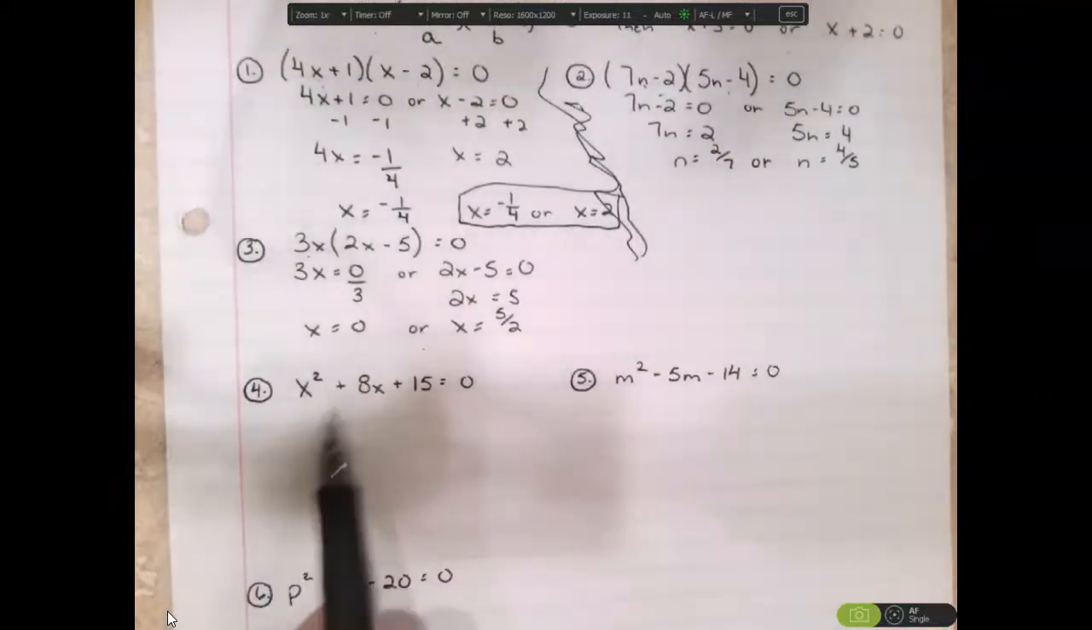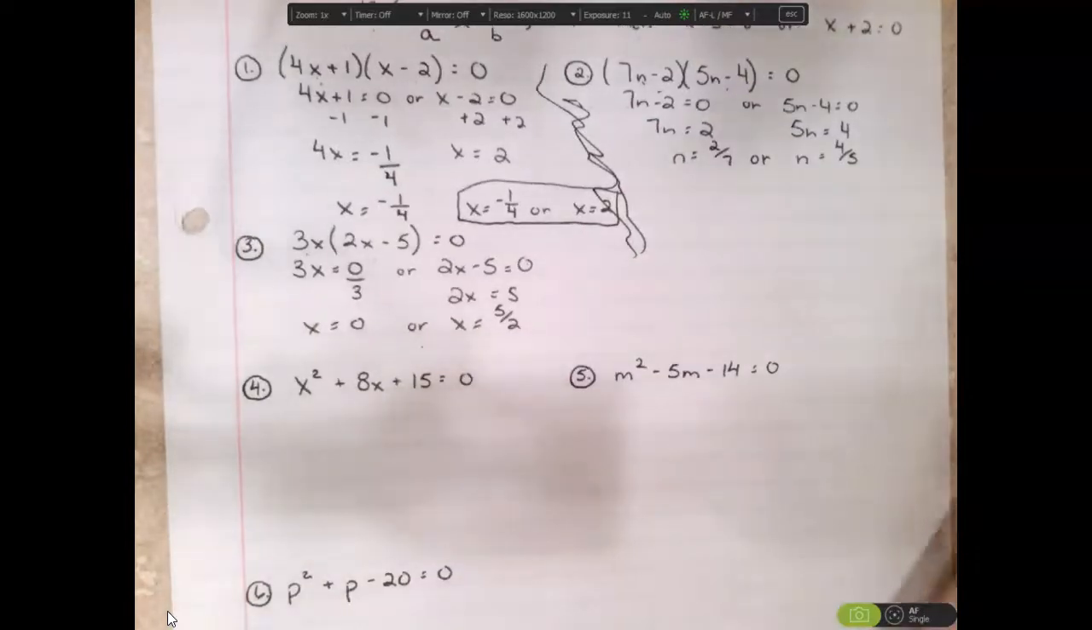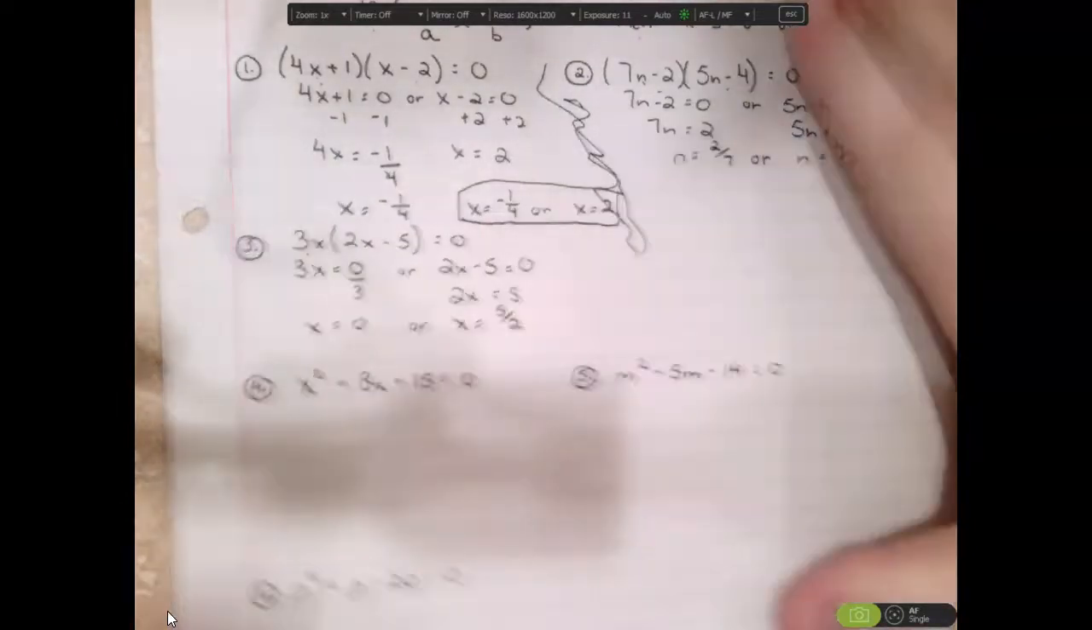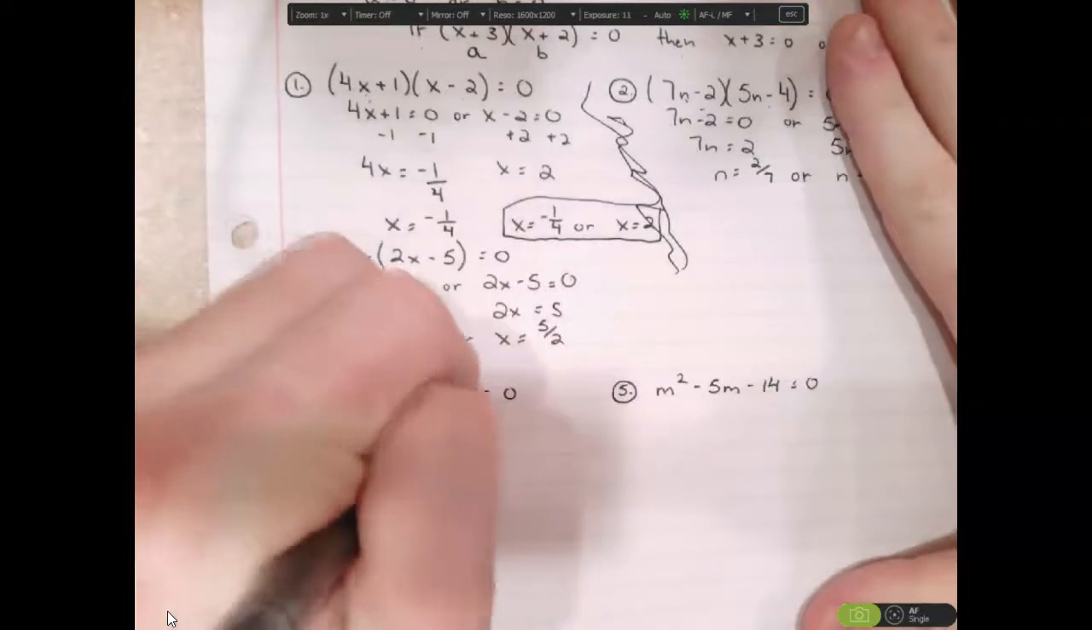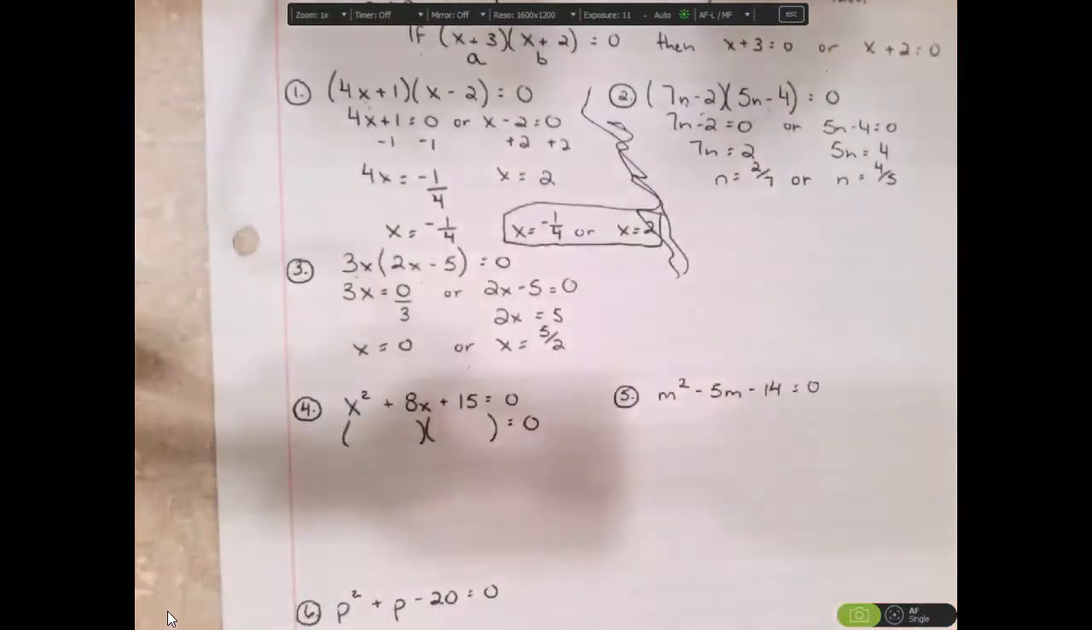So we have now x squared plus 8x plus 15 equals 0. The only way, guys, that this one changes compared to numbers 1, 2, and 3 is we need to factor it. That's why factoring is so important in our last chapter. So I want two quantities that I can break this apart into.